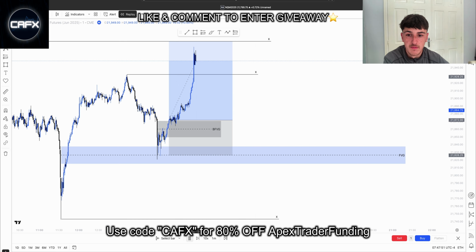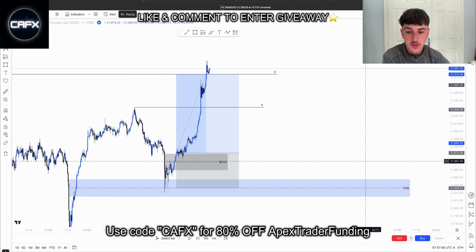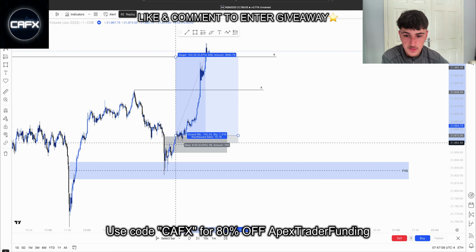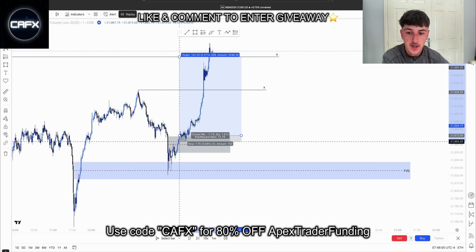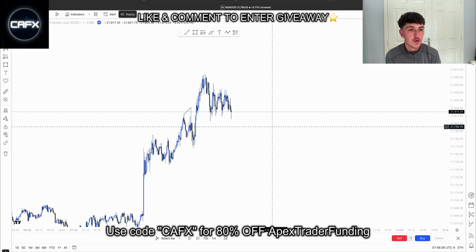We clearly respect the inversion and we shoot straight up to our TP. Now that is 102 points there with hardly any drawdown whatsoever. We went into 7 points drawdown there and we caught over 100 points. So I'm going to show you another trade example now of where this model works perfectly.